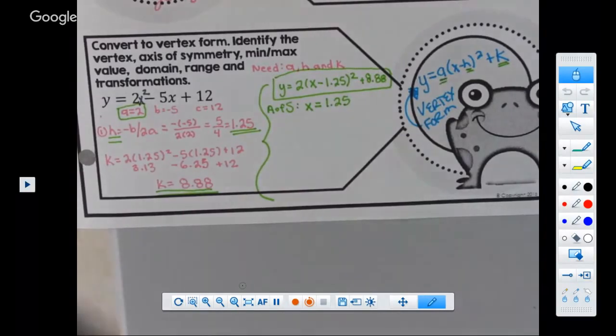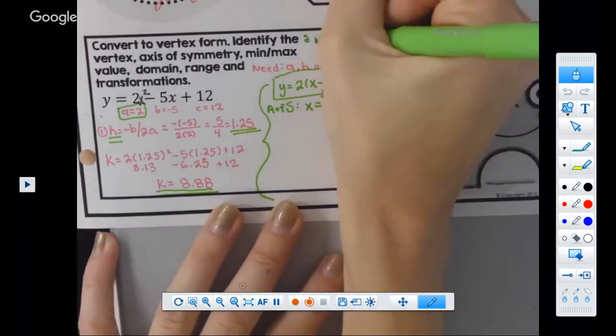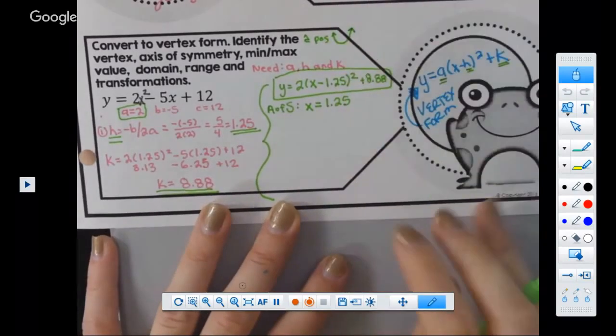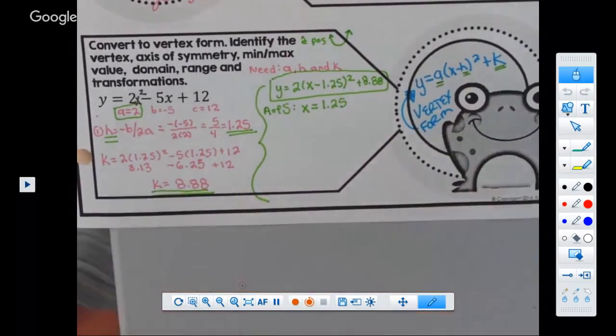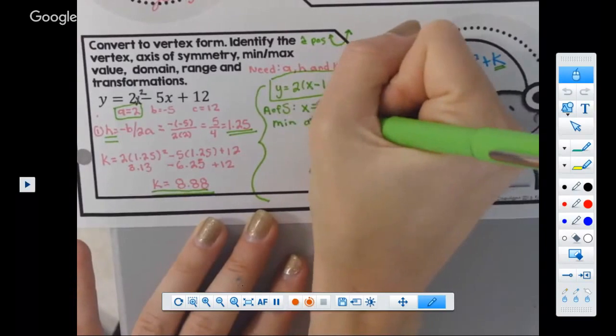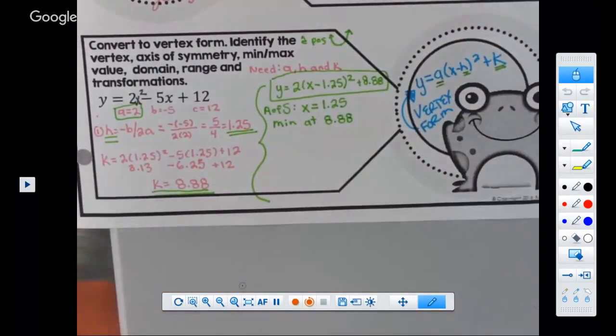Got that. Second thing it asks for, does this have a min or max? And I'm going to kind of go back. Is A positive or negative? Okay, so I'm going to write that. A is positive, so we know it's got to open up. That might help us visualize. Up, do we have a max or a min? A min, and it's always at K. What is K? 8.88. Again, did I need to graph this to be able to answer that? No, as long as you know the basic shape right and what's happening.